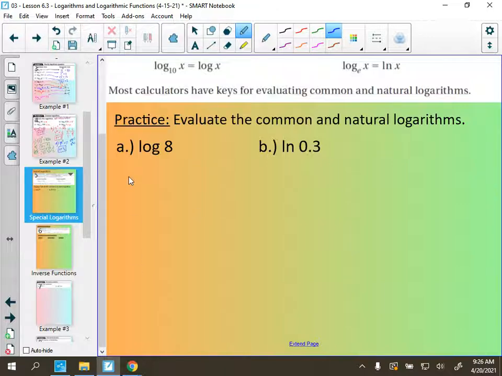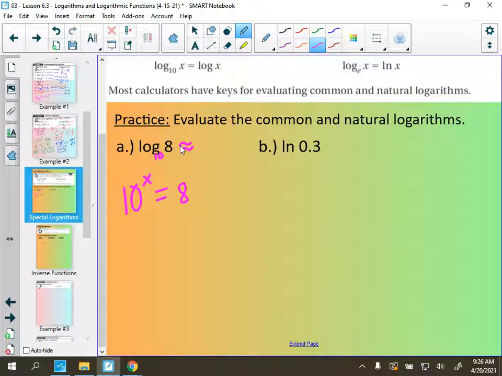So when I just see this log of 8, no base, just to kind of refresh, what is the understanding here? When I solve this and figure out what does this equal, what am I actually finding? I'm figuring out 10, remember 10's my base, to what power is going to give me 8. Now I'm not saying you have to rewrite this, it's a keystroke on the calculator.